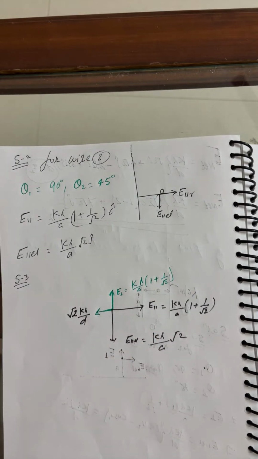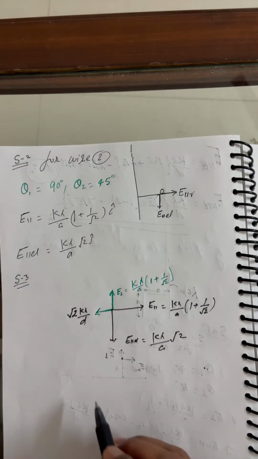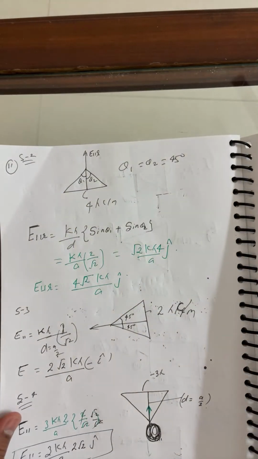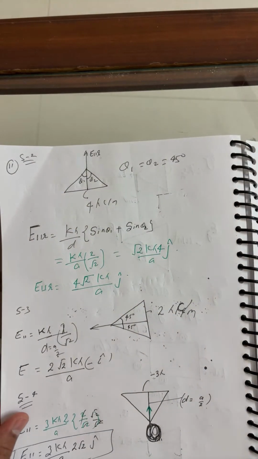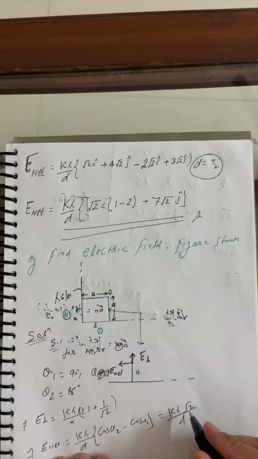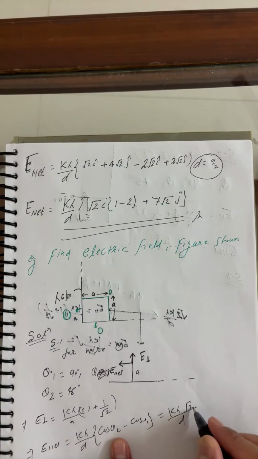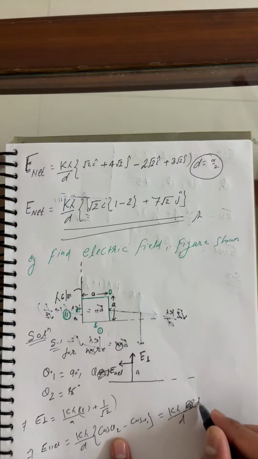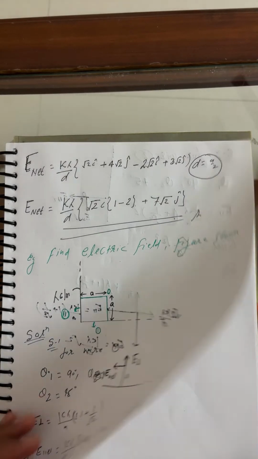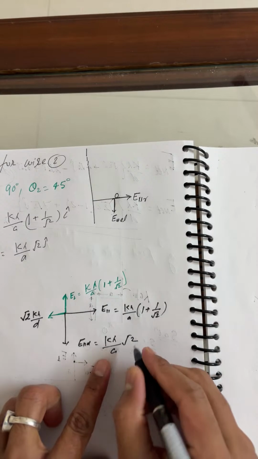Now I can say simply here, root 2 K. This is theta 2, so this is 1 by root 2. Now correct, here also.